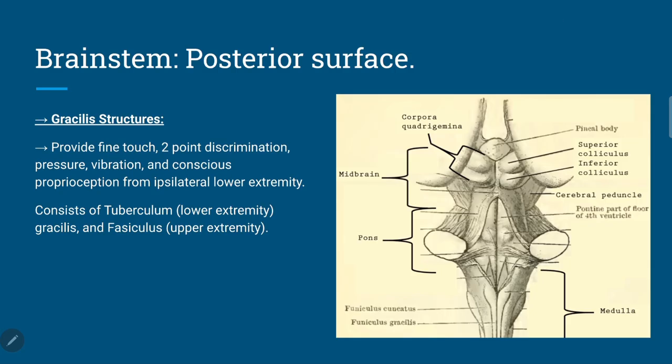Then we have the gracilis structures, and these provide again fine touch, 2-point discrimination, pressure, vibration, and conscious proprioception from the ipsilateral lower extremity, and they consist of tuberculum gracilis and fasciculus gracilis.